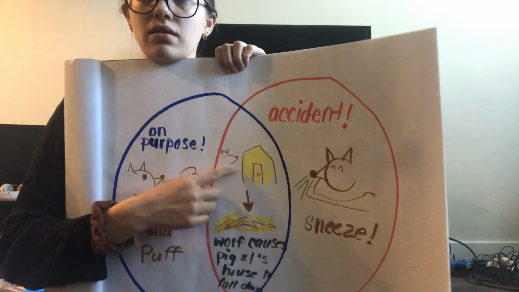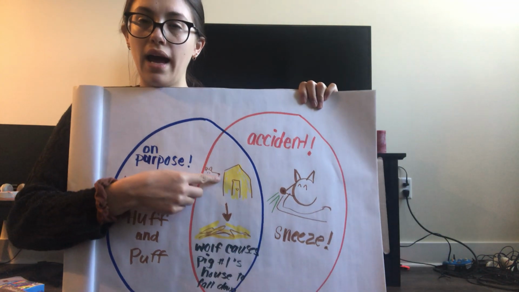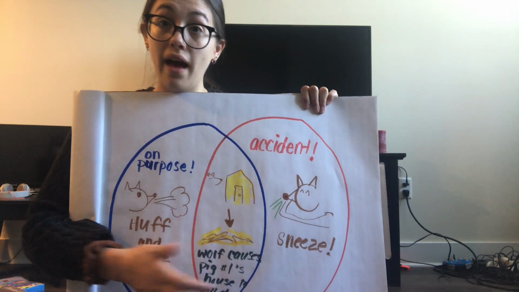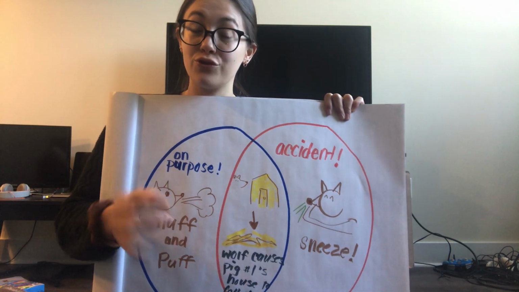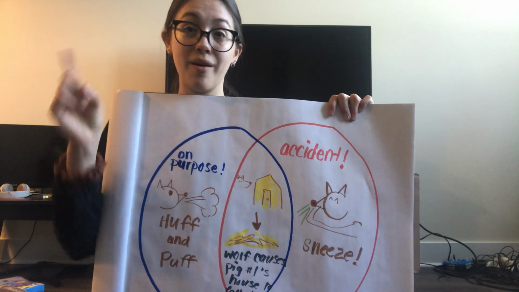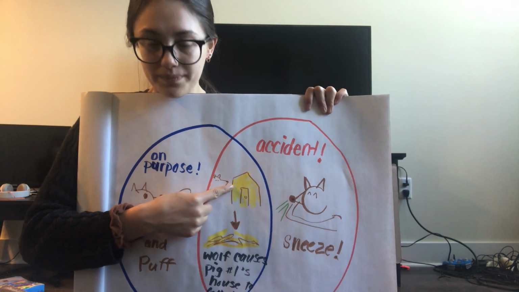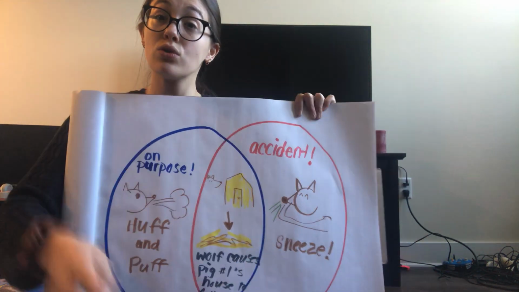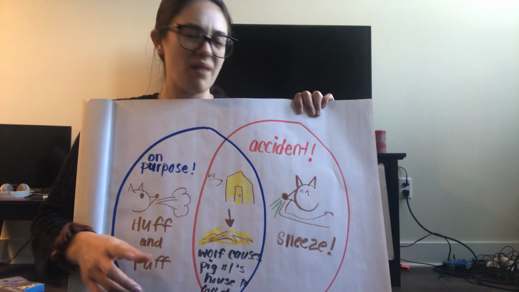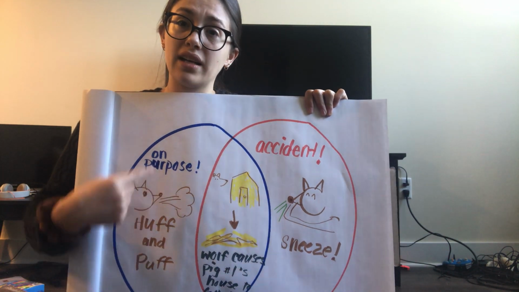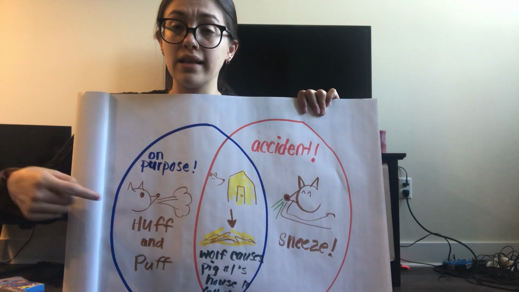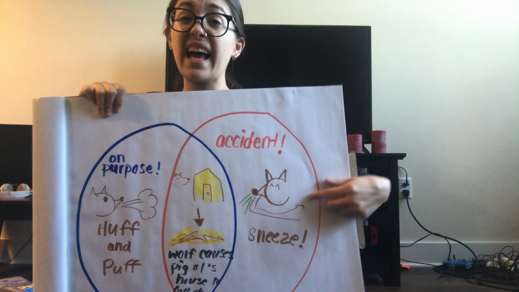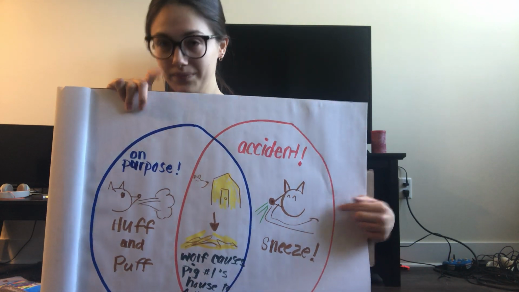So, what we wrote here about the house, the wolf causes the straw house to fall down. That is something that happened in the story. So that means that it is part of the plot. It is a plot point. The wolf huffing and puffing and the wolf sneezing, those are also plot points. But what tells us that in this version of the story, he huffed and puffed and blew the house down, and in this version of the story, he accidentally sneezed and blew the house down?